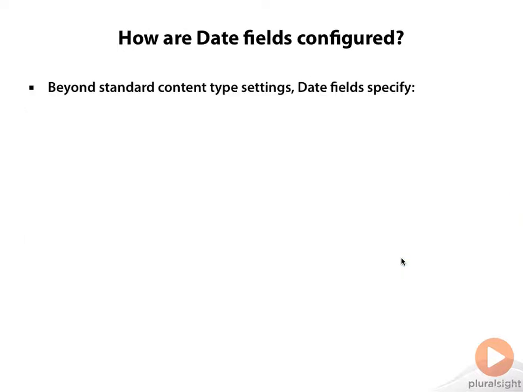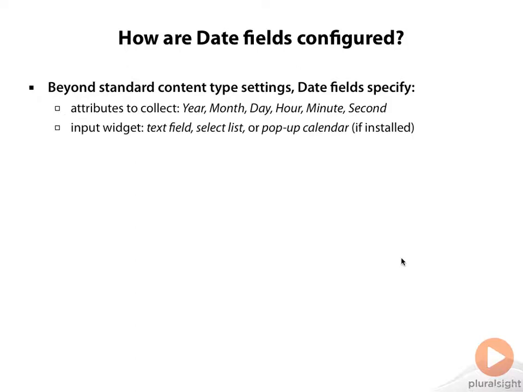Now, in addition to the standard content type settings, date fields let you specify what attributes to collect: year, month, day, hour, minute, and even second if appropriate. You can also choose an input widget, which by default would be a text field or select list, but if you installed support for it, you might also choose a pop-up calendar. You can also choose the input format.